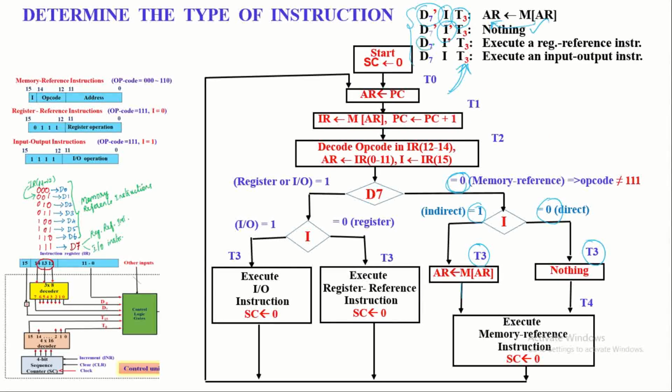Whereas when D7 is 1 and the I flip-flop value is 0, then during the timing signal T3, the register reference instruction is executed. And when D7 is set to 1 and the I flip-flop is 1, during the timing signal T3, the corresponding IO instruction is executed. So the concept we have learnt in the flowchart is symbolically represented here.